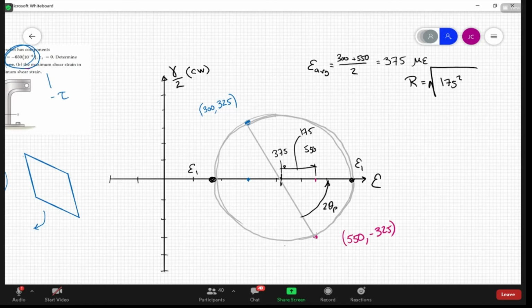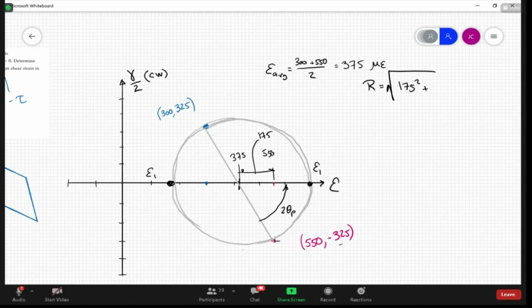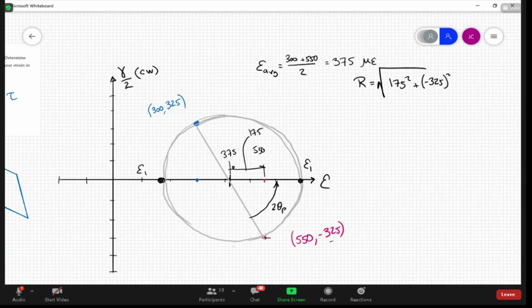175 squared plus the shear strain over 2, but that's what we got here. This is the minus 325, but it's going to be squared, so it doesn't matter. Minus 325 squared. The 1/2 is in there because I already took the 1/2 off when I got the minus 325. It's half of the 650.